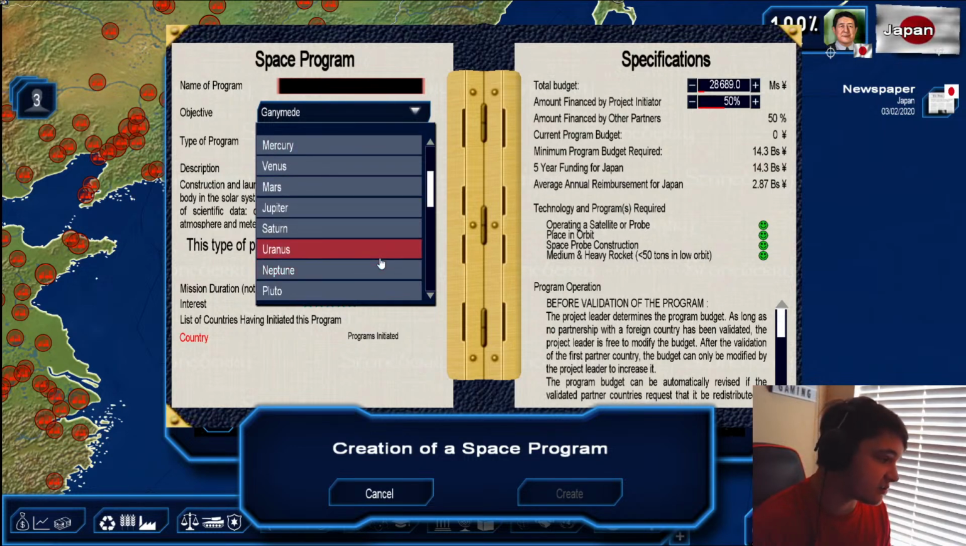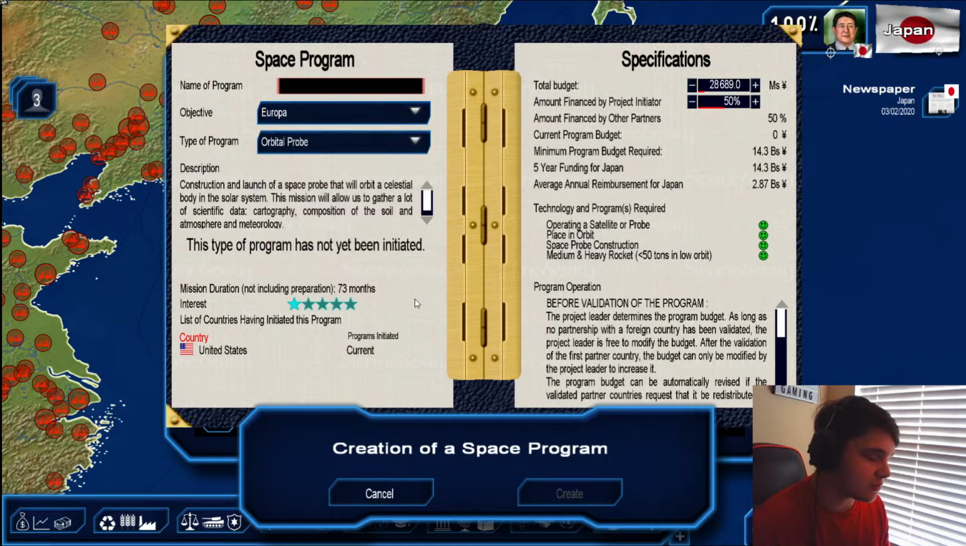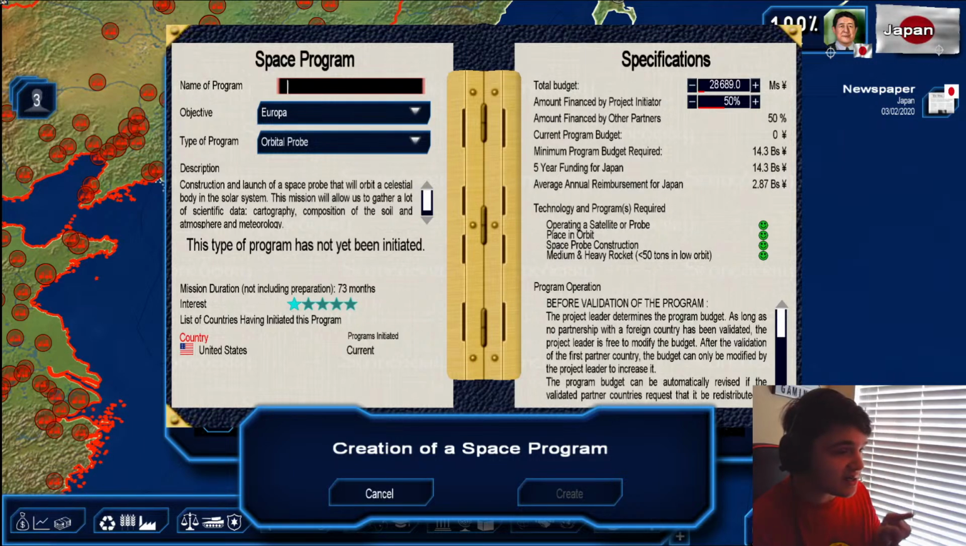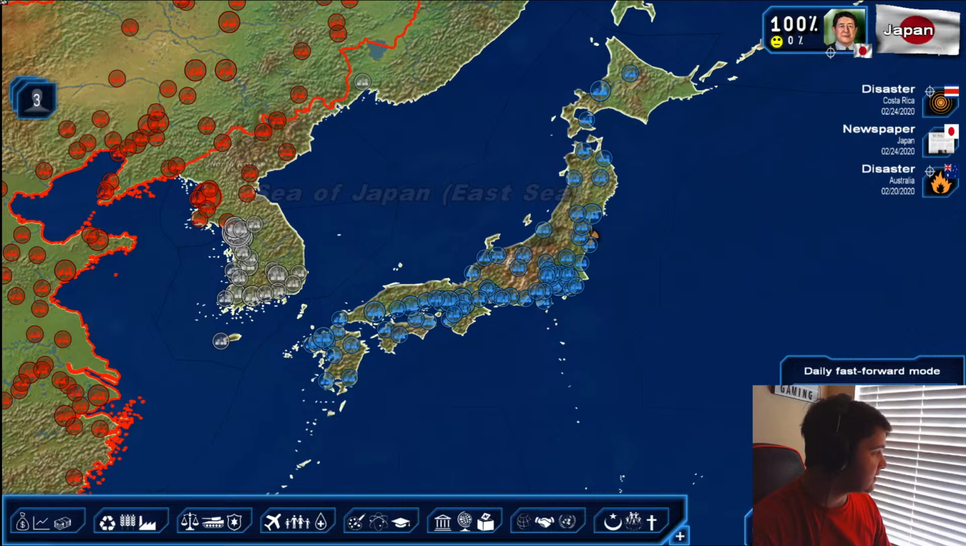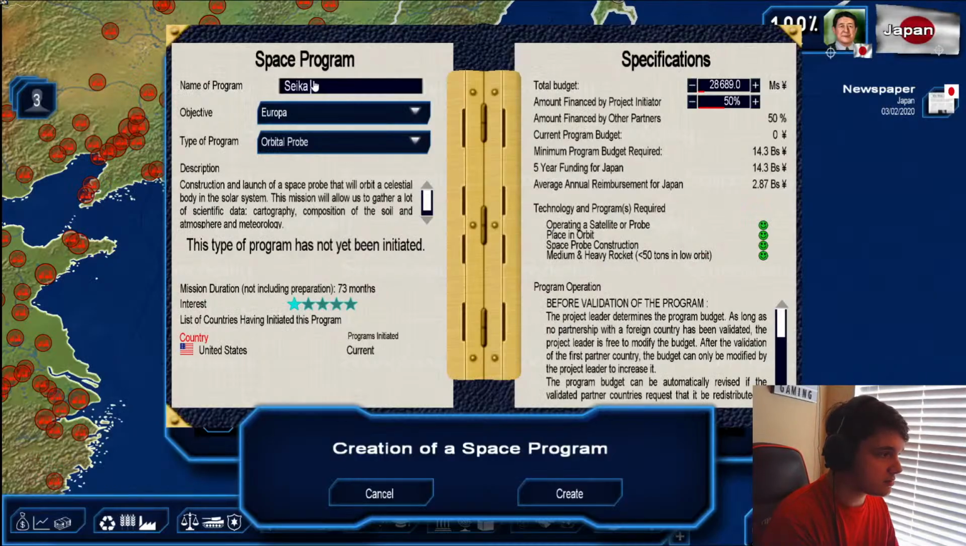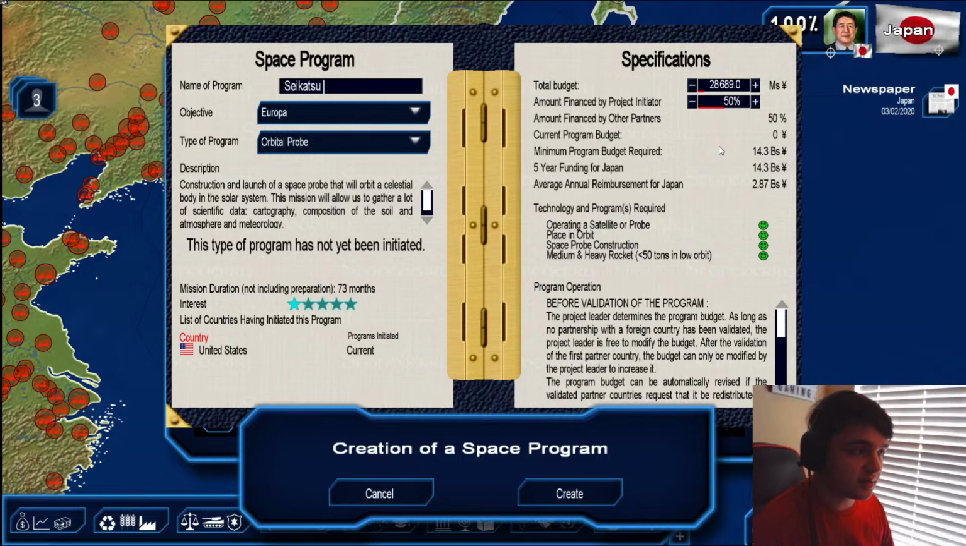Ganymede. Let's do Deimos, the moon, Titan. Just do one of Europa. Let's call this... So this is what I like to do whenever I play countries like Japan. We're gonna call this something nice. We're gonna call it the Seikatsu.